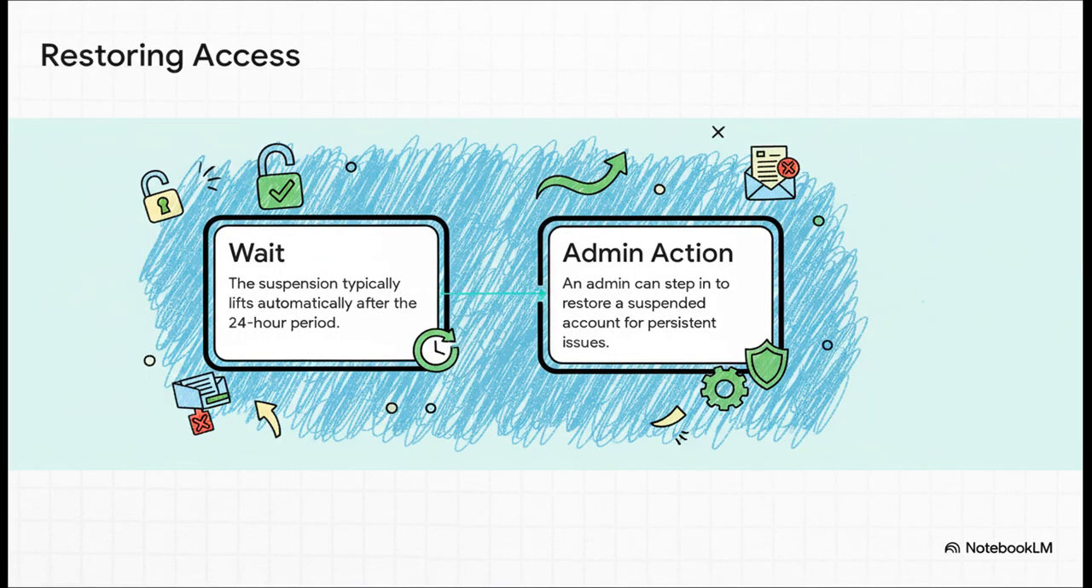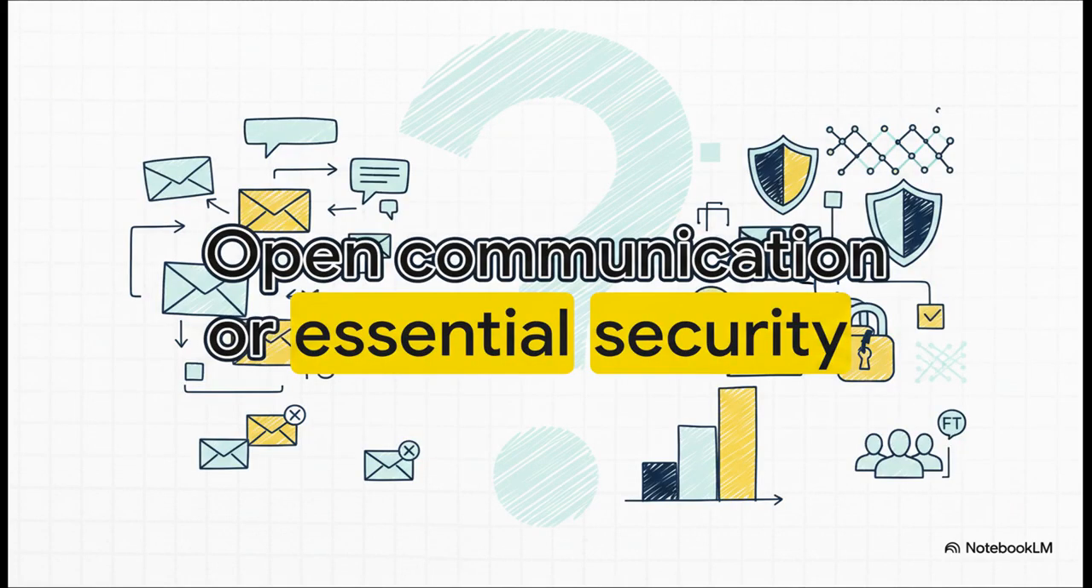So how do you get your sending privileges back? Well, it's usually pretty simple. In most cases, you just have to wait it out. Once that 24-hour period is up, your limit resets, and you're good to go. Now, for more serious or recurring problems, a Google Workspace admin in your company can actually step in and manually restore a suspended account.